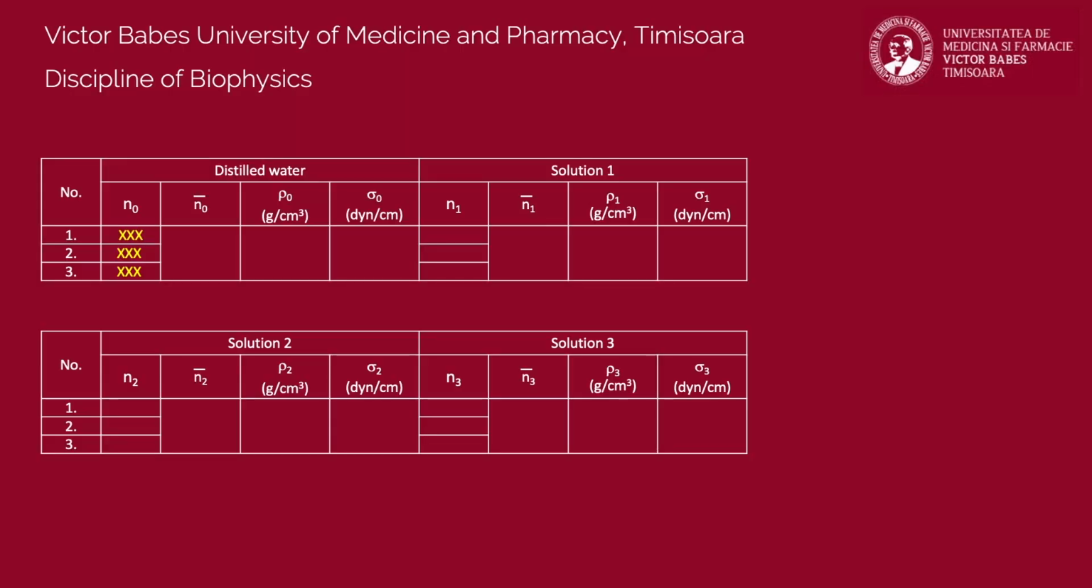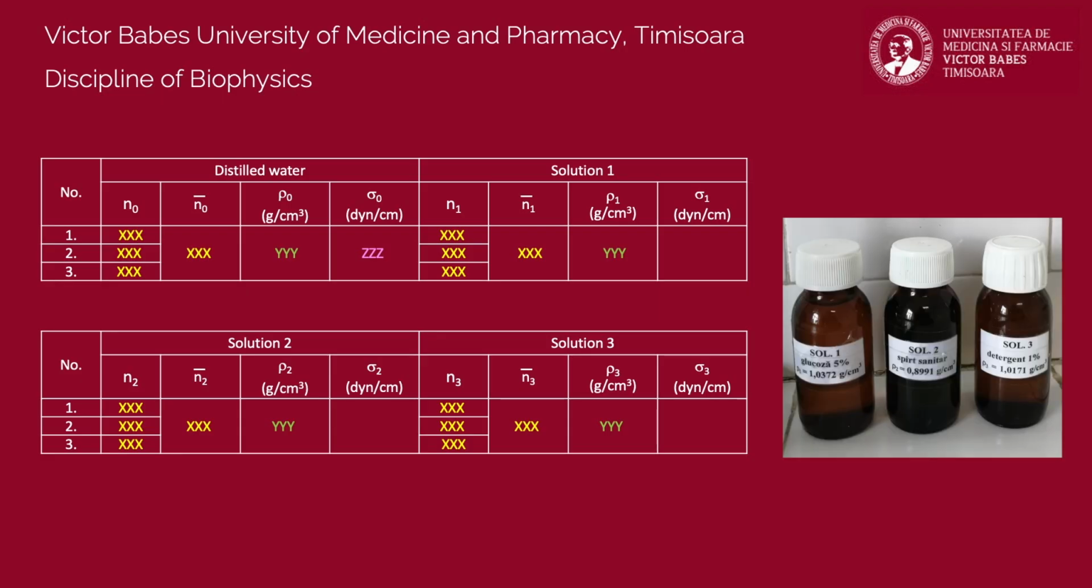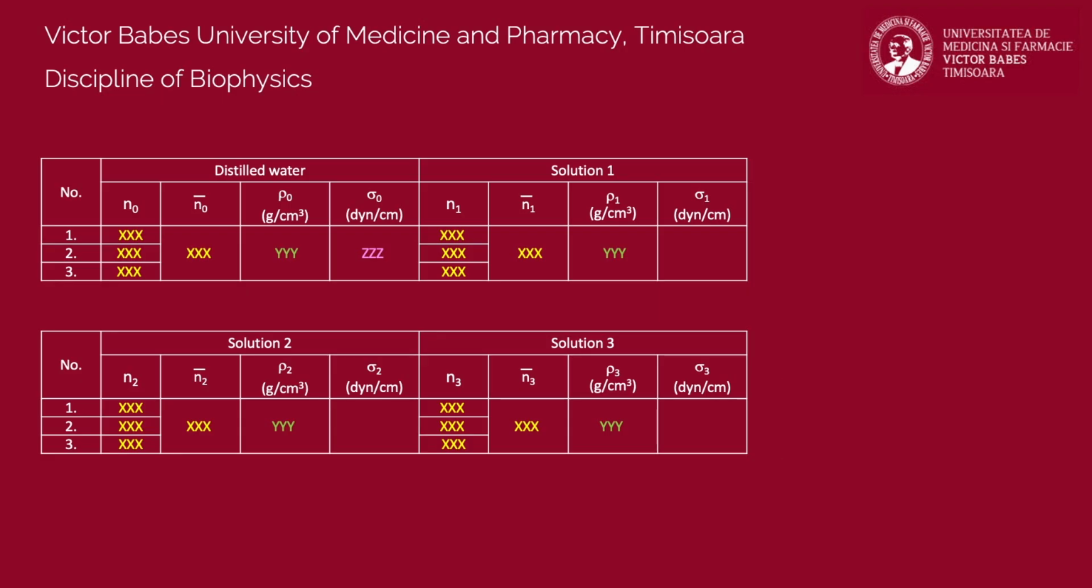Fill the table with all measured data and calculate the mean values of drop numbers for each solution. For distilled water, the values of density and coefficient of surface tension are given in the book. The densities of studied solutions are marked on their containers. Finally, calculate the coefficients of surface tension for the studied solutions using the given formula.